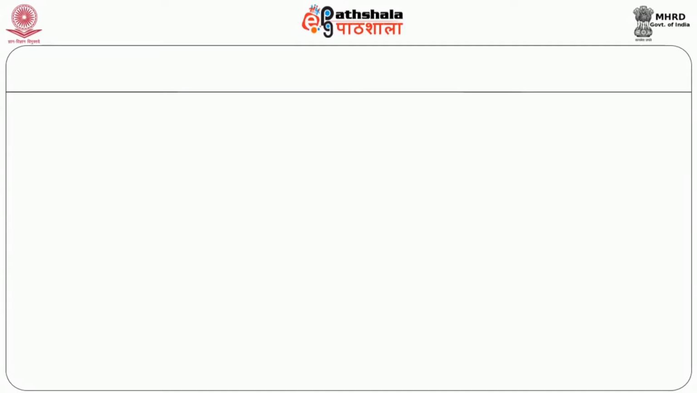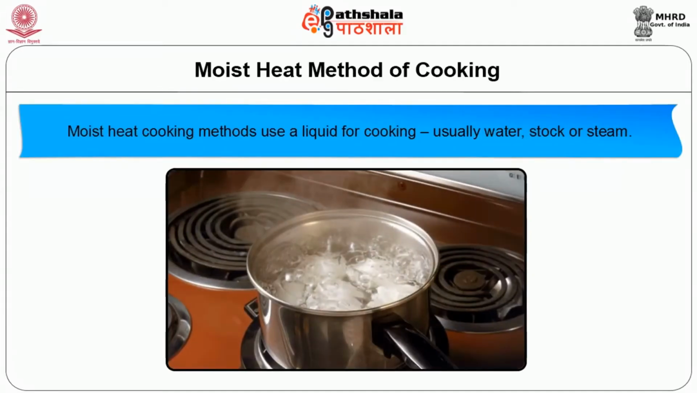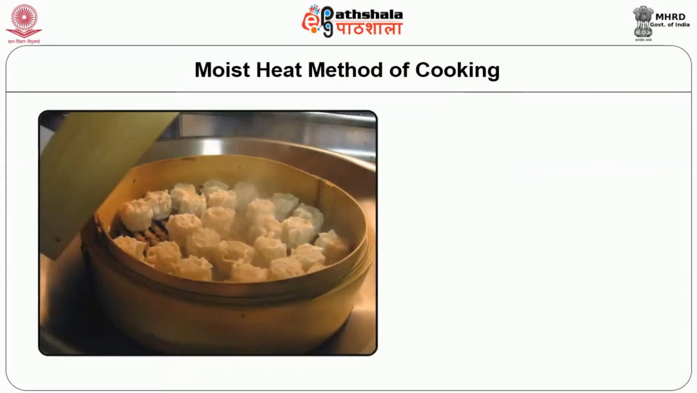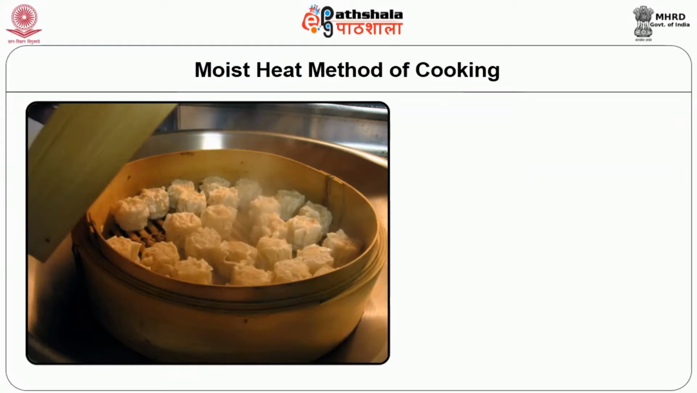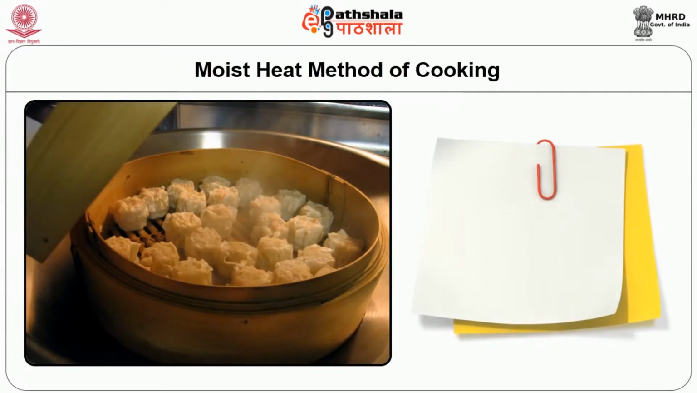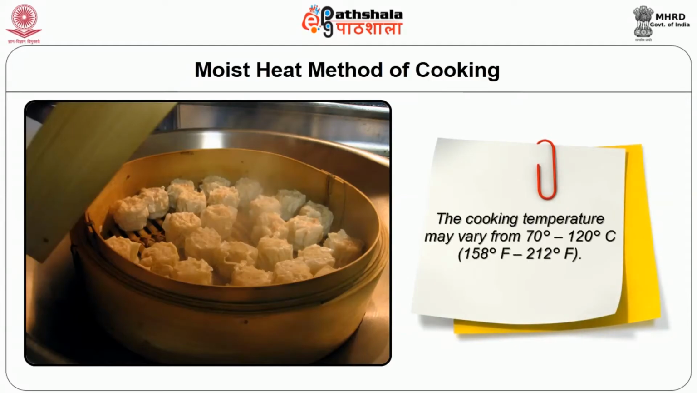What is moist heat method of cooking? Generally, moist heat cooking methods use a liquid for cooking, usually water, stock or steam. The advantage of steam is that it transfers more heat at the same temperature. As a result, the food cooks faster and fewer nutrients are lost. The cooking temperature may vary from 70 degrees to 120 degrees Celsius, that is 158 to 212 degrees Fahrenheit.